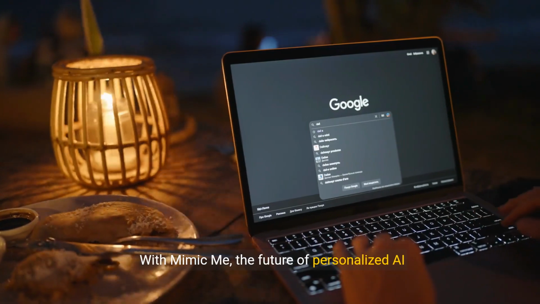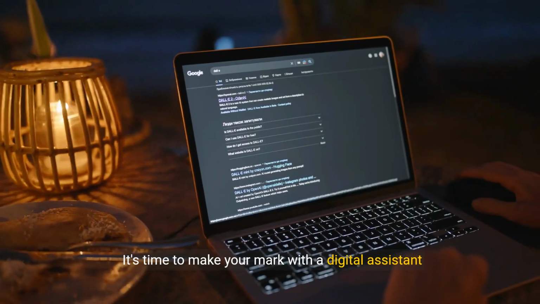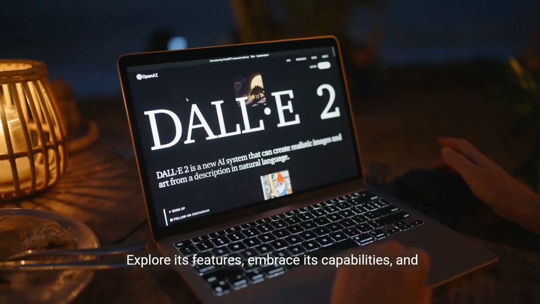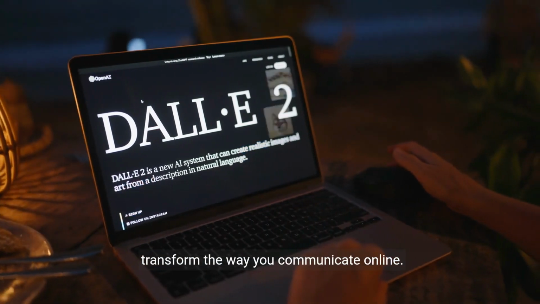With Mimic Me, the future of personalized AI communication is here. It's time to make your mark with a digital assistant that truly speaks your language. Explore its features, embrace its capabilities, and transform the way you communicate online.